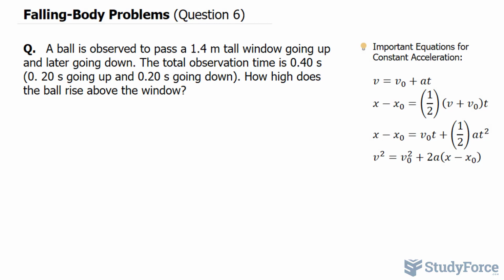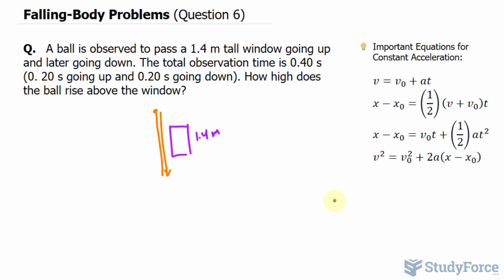Let's start with an illustration. So we have a window that is 1.4 meters tall, and the ball goes up, and then it goes directly down. Now, before I show you the solution, there are several ways to solve this. So I'll show you my version, but feel free to diversify and try it your own way.